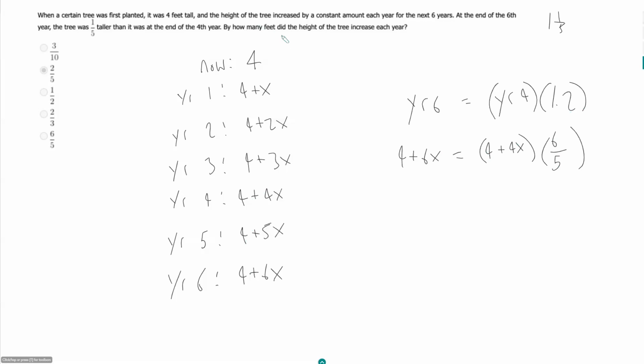By how many feet did the height of the tree increase each year? That means we are solving for x, which we should be able to do from this equation here. So what do we know? 4 plus 6x is equal to, let's distribute here. 6/5 times 4 is what? 24/5 plus 6 times 4x, again, is 24x over 5.